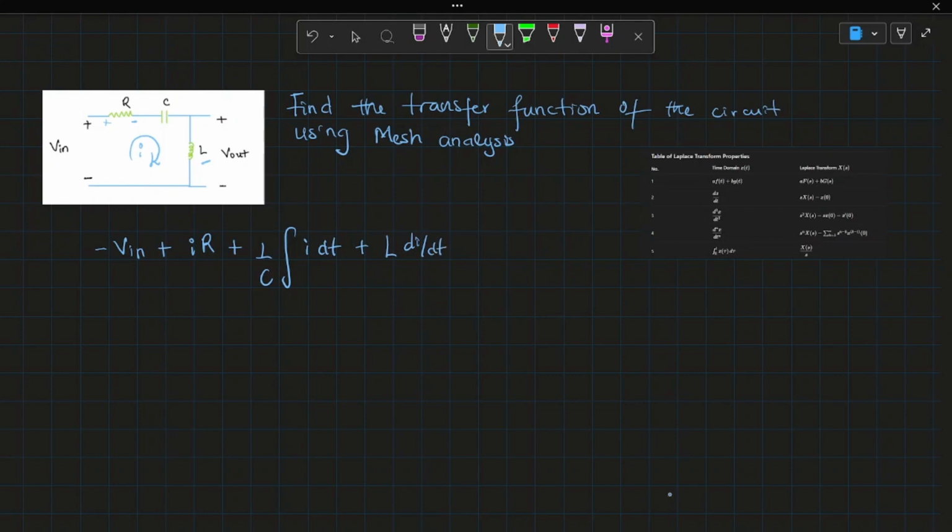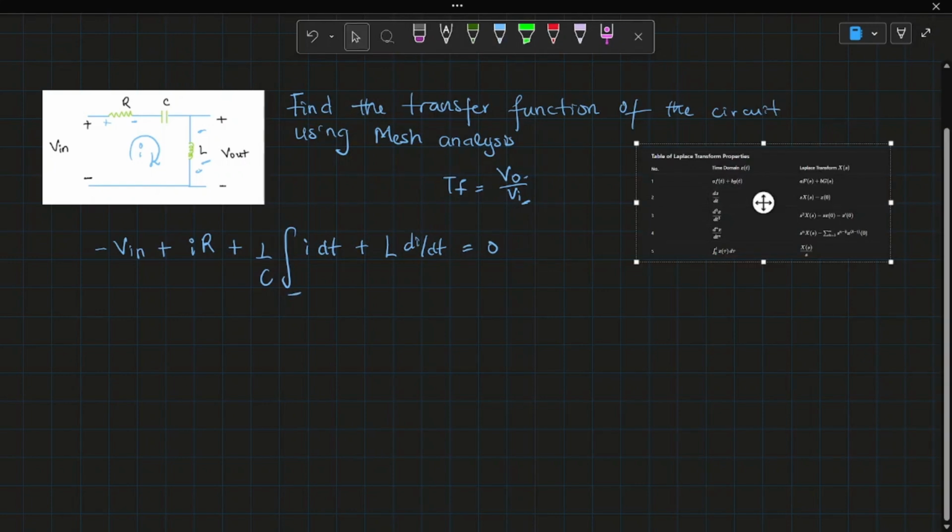By the way, I forgot to mention, transfer function is equal to V out over V in. So basically we need to find the voltage across the output, which is along this path, and then divide it by V in. This will be equal to 0. So then we need to find the transfer function of each of these. That is why this is here.